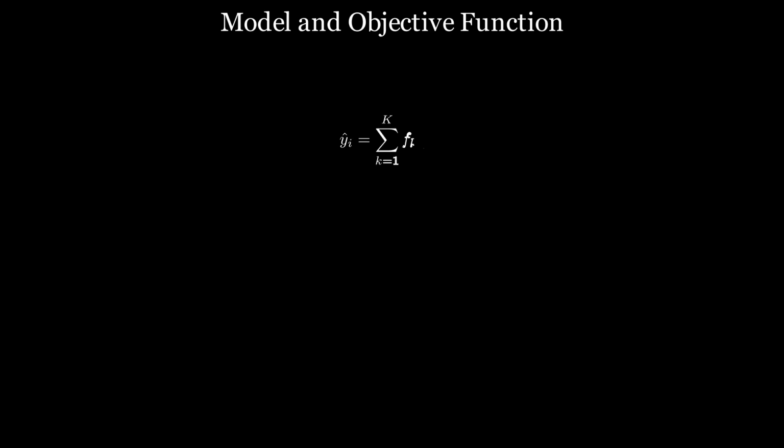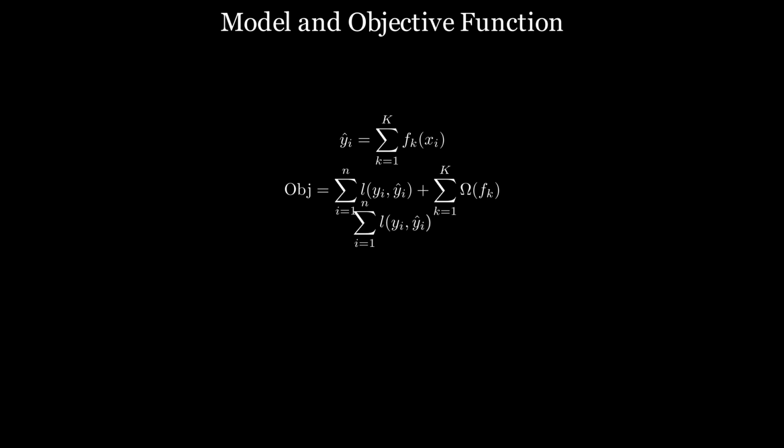First, let's define our model. The prediction for a single data point, xi, is the sum of the predictions from k different decision trees. Here, fk represents the kth decision tree. To train this model, we need to define a goal. This is done using an objective function, which we want to minimize. The objective function in XGBoost has two main components, a loss function and a regularization term.